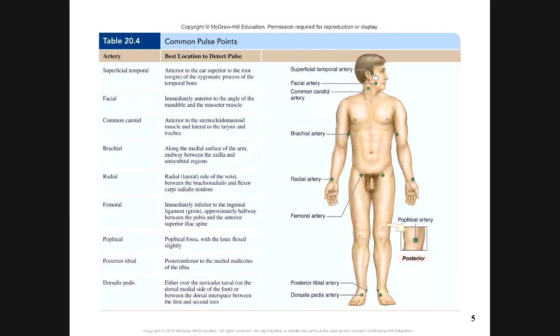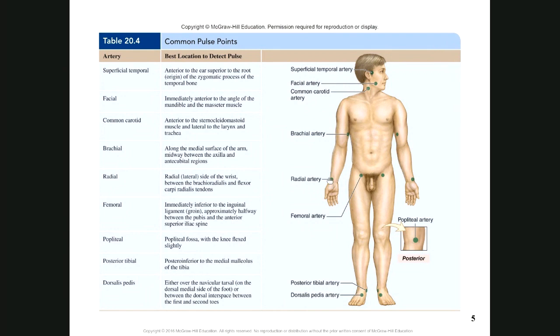Here we have a superficial temporal artery. It's located on our temporal bone. This is a facial artery on our mandible. Here you can see the common carotid artery in the cervical region or neck. Here you have the brachial artery in the brachial part or on your humerus. In this part, you have the radial artery in your wrist.